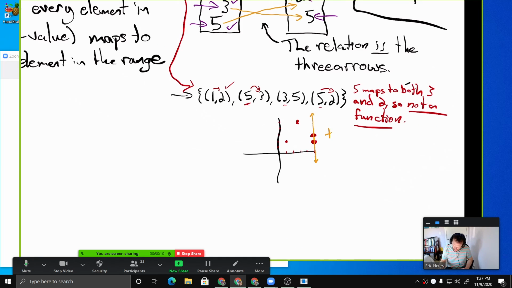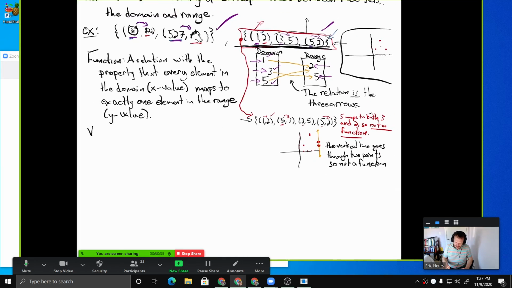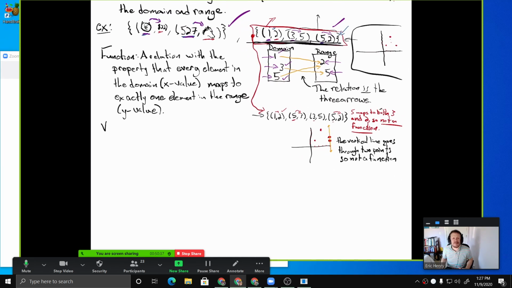I shouldn't use yellow or orange or whatever. It's pretty tough to read. The vertical line goes through 2 points. So not a function. And does that remind everyone of what graphical test we can use to determine if something's a function?